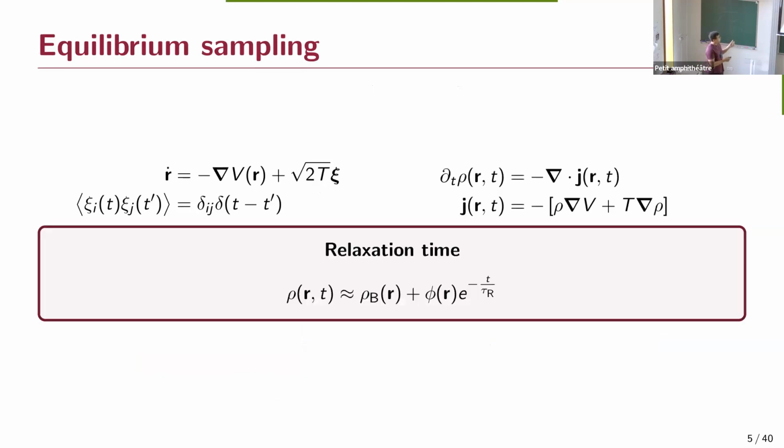Now, the equation of motion of the probability density would satisfy a continuity equation with a certain current J. And if you wait long enough, you can write the probability distribution as your target, the Boltzmann distribution that you want to sample, plus an error that will decay in time with a certain rate that is given by the spectral gap of the associated Fokker-Planck operator, and that is the relaxation time. So this, of course, in principle, is something that works if you wait long enough.